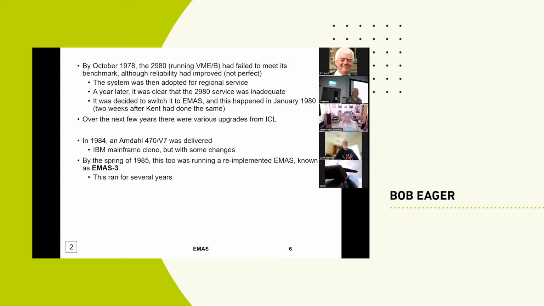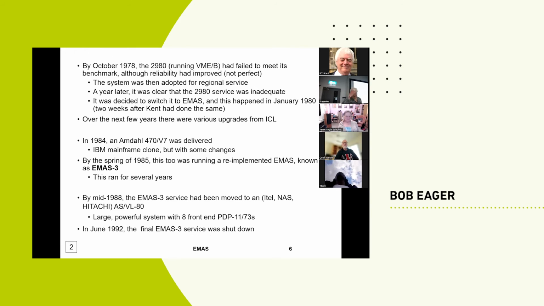And they managed somehow, I don't know how they did this, they got an Amdahl 470V7, which is basically another clone of an IBM mainframe. And of course, they still had the expertise and the code to put EMAS on that. So it's relatively easy to take it back from the ICL architecture onto an IBM architecture. And they were running a re-implemented EMAS known as EMAS 3. And that ran for several years. I was involved a bit in EMAS 3 as well.